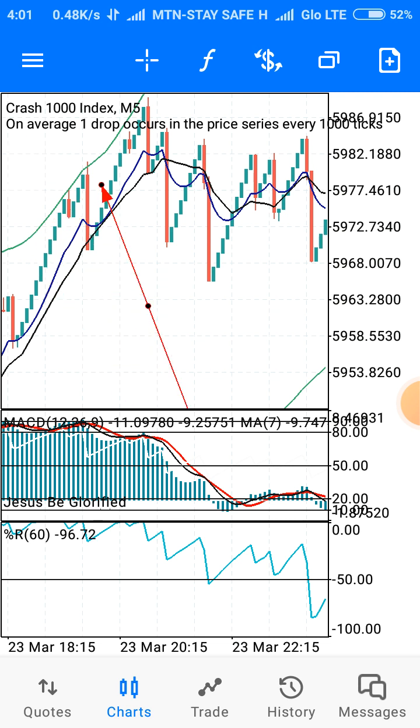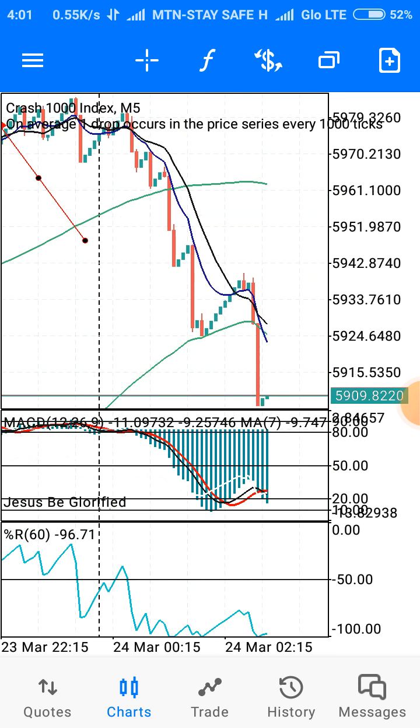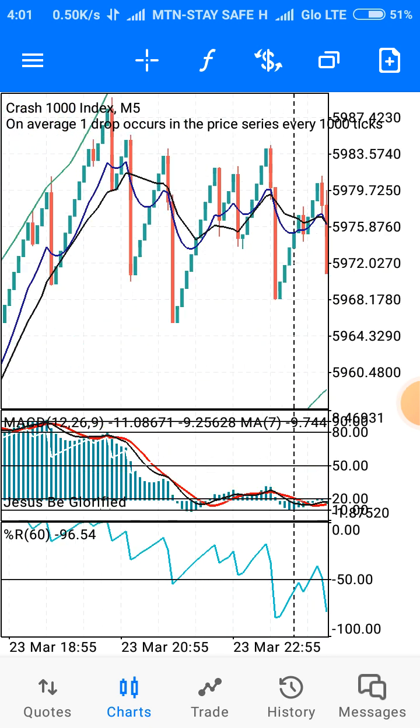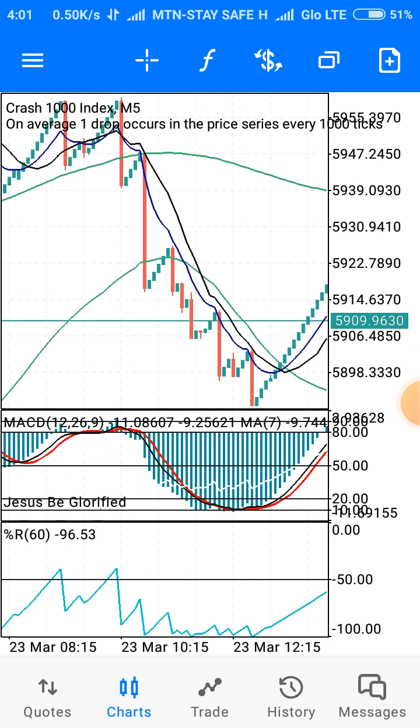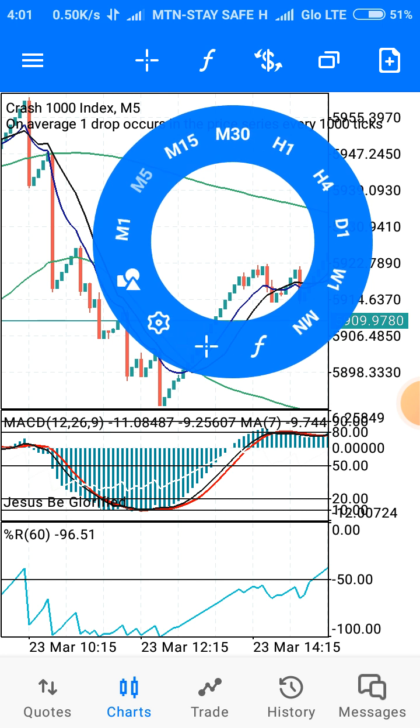So this is crash 1000. If we look at this, we will see that the price movement begins from this region. So the price will always move from the upper Bollinger to the middle Bollinger, and if it breaks through it, it will be targeting the lower Bollinger Band. And then we can use this to our advantage in terms of buying our crash.